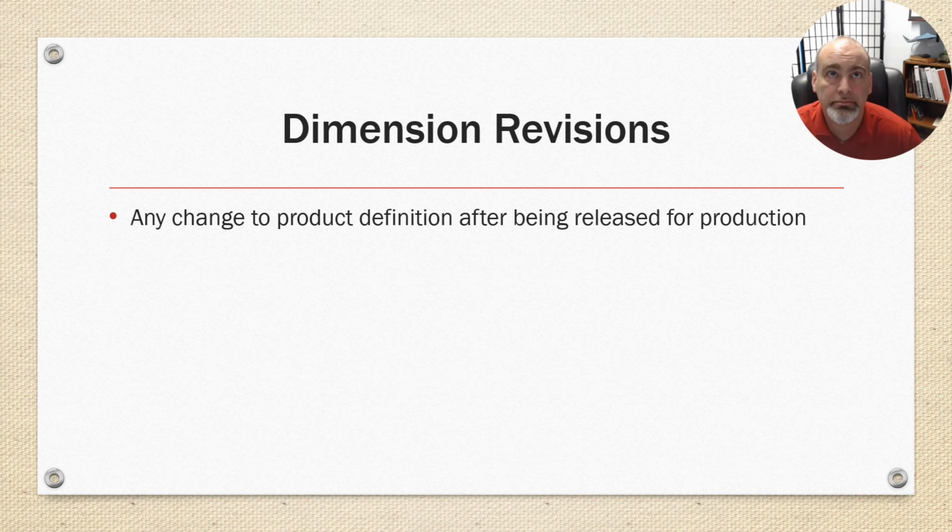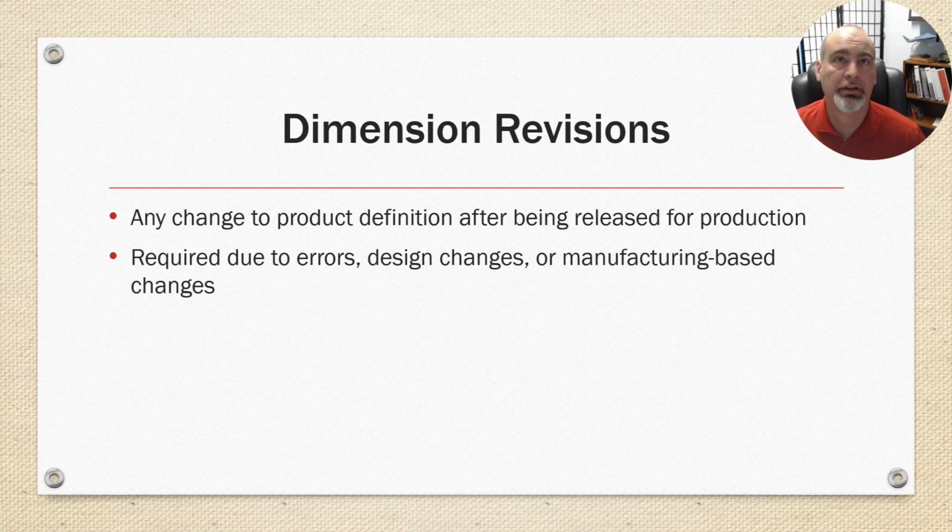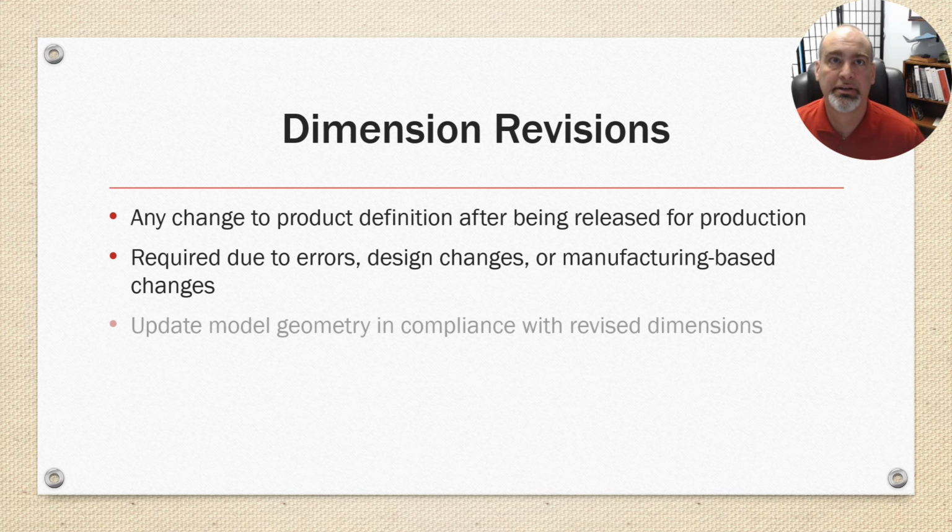Dimension revision. Any change to product definition after being released for production requires a revision. Okay, it's required due to errors in the design, changes, or manufacturing-based changes. Updated model geometry in compliance with revised dimensions, and identified in multi-view drawings by a note or symbol.